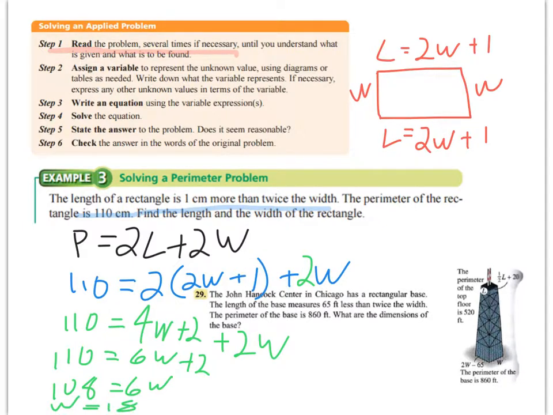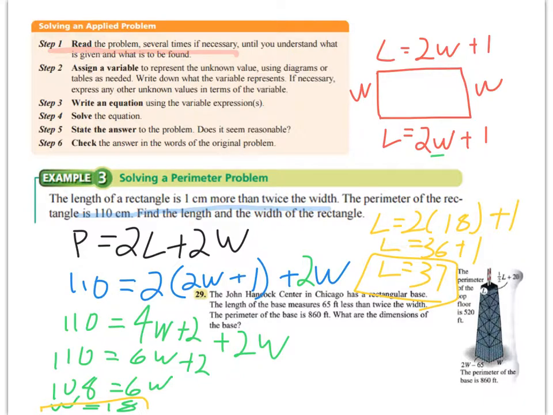Now, we found the width, but we need to find the length. The length is 2 times the width plus 1. So length is 2 times 18 plus 1. So that would be 36 plus 1, in other words, 37. So really we've answered the question, what is the length and the width? Length is 37, width is 18. And again, you can double check that in the original question, make sure that that actually gives you a perimeter of 110, to have that work out.